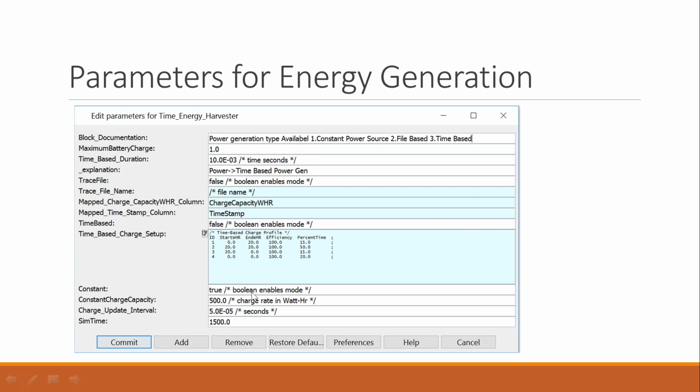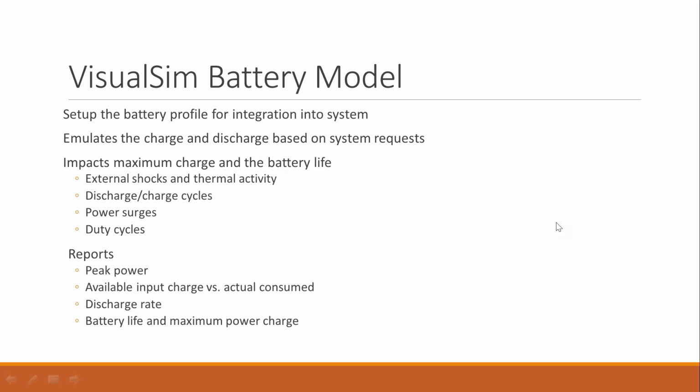So right here we've got a steady charge as well, and we've got one which is more file-based. So you have a variety of these that are available to you for use in your particular system. Now, just by changing these parameters, you can create your own variation or your own definition of your system. Now, that was on generation. The generation feeds into the battery.